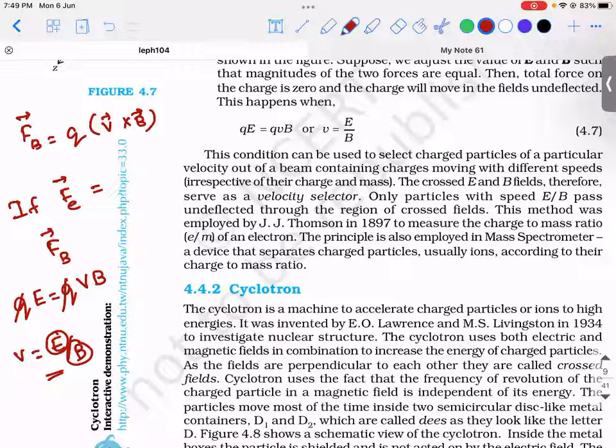Okay, this is not about a specific particle. If at all you want any particle to travel without deviation, you have to do this. If you know the value of electric and magnetic fields that are existing, you will choose that velocity. You will choose a velocity which is dependent on the magnitude of electric and magnetic fields. Correct?